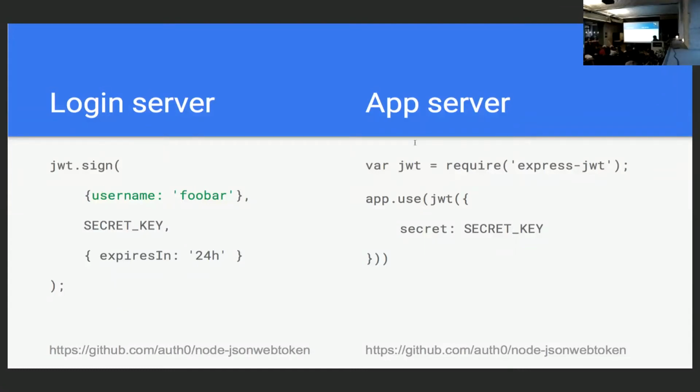Then on the receiving side, the application server that processes actual business logic, you have an Express integration. You have integration with everything else as well. It's a middleware that verifies the token, takes it from the header, verifies the signature, and raises an error if it's wrong, or passes you the content that was there, like this username, on the request object in Node Express. So it's simple.